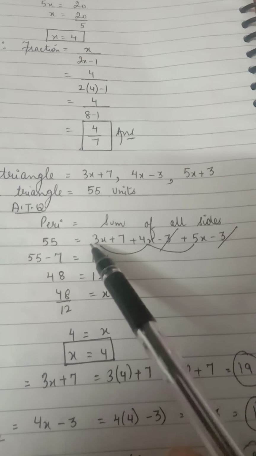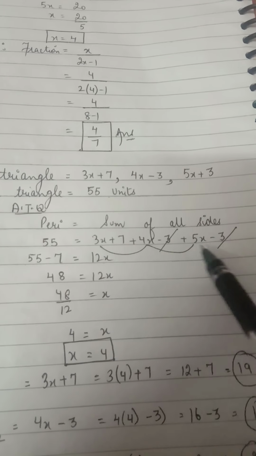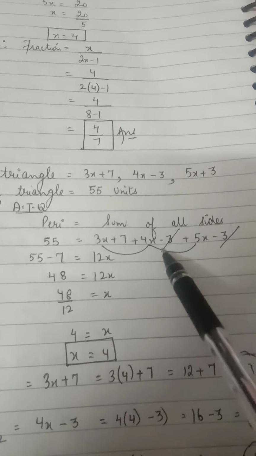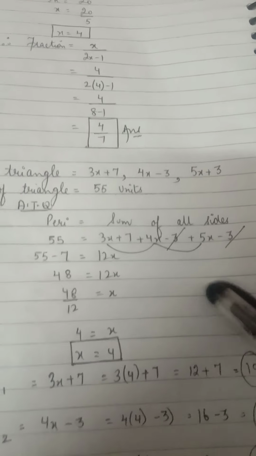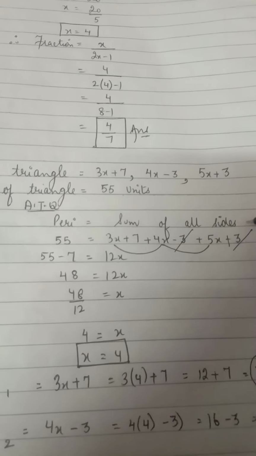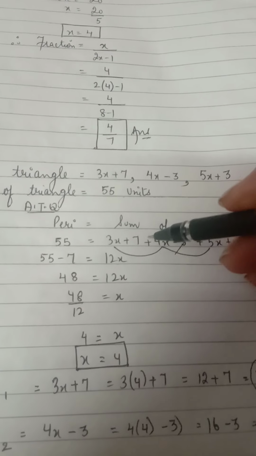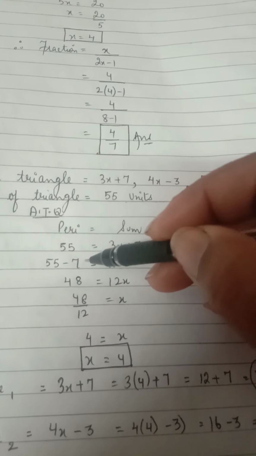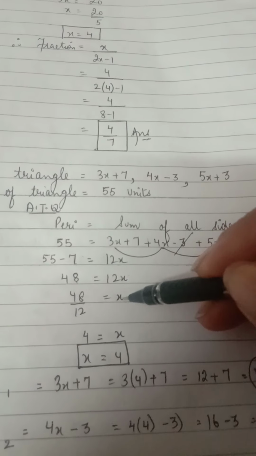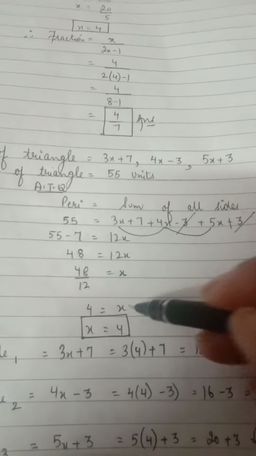And now I'm going to add the x terms. 3x, 4x, 5x becomes 12x. Minus 3 and plus 3 gets cut. It becomes 0. And this plus 7 will be taken to the other side. It becomes minus 7. 12x is 48. X is 48 on 12. The value of x is 4.